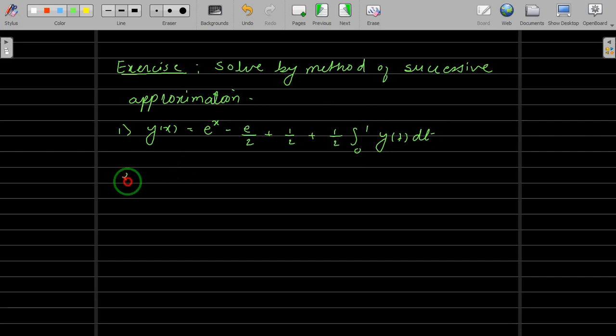For the second one, let me write y of x is equal to sin x minus 1 by 4 x plus 1 by 4 integral 0 to pi by 2 x t y of t dt. So you try to solve this using successive approximation. You can find the resolvent kernel and get the solution, right? For more problems, you can go for the text which is already mentioned and solve the problems.